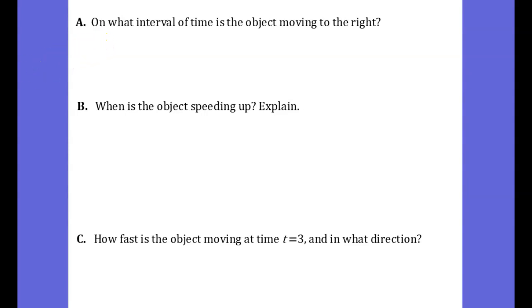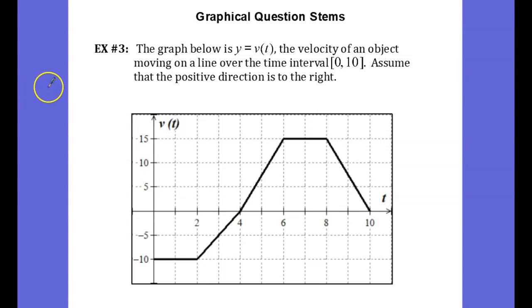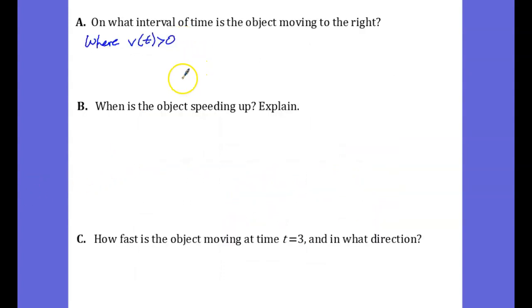Let's look back at the graph. So the object will be moving to the right whenever the velocity is positive. And we can see from the graph that the velocity is above the x-axis. It's positive between 4 seconds and 10 seconds. So we'll indicate our criteria where v of t is greater than 0. So on the interval from 4 to 10, notice that the 4 and 10 are not included.